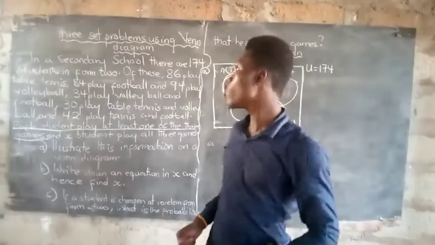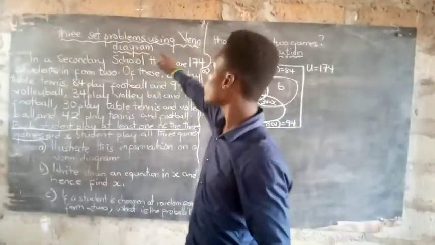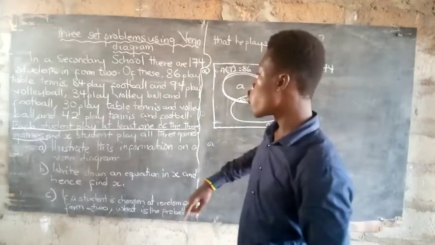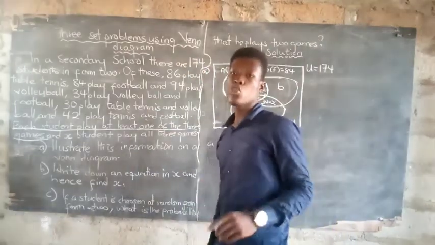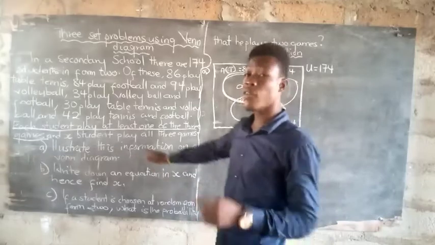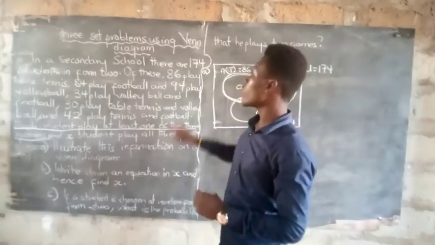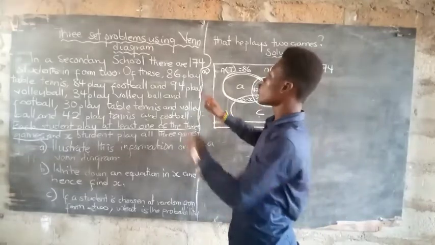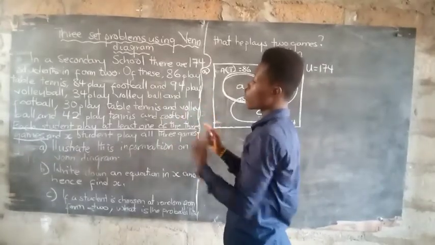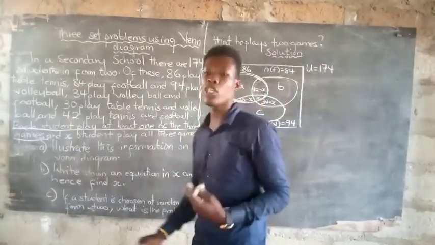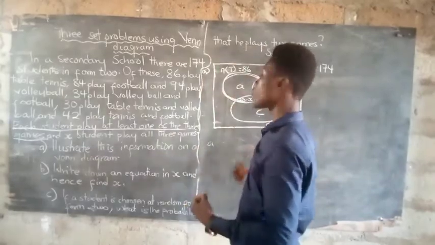In our previous video, we talked about 3 set problems using Venn diagram theorem, but we only solved the first question. So in today's video, we are coming to solve the second and the third question. In the previous video, we learned how to gather information from a Venn diagram question and how to illustrate them on a Venn diagram, and we left it up to this particular extent.